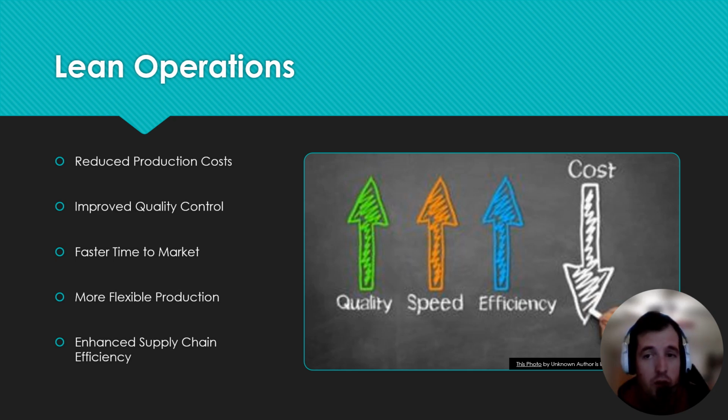Lean also focuses on just-in-time inventory management, which minimizes the need to hold large inventories. So by working closely with suppliers, Tesla could reduce supply chain costs, improve inventory management, and avoid overstocking or stockouts. By implementing lean operations, Tesla could further enhance its competitive edge, increase profitability, and better meet the growing demand for its electric vehicles.